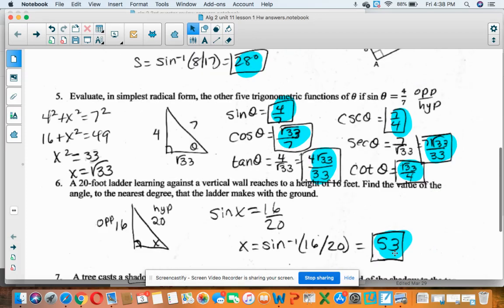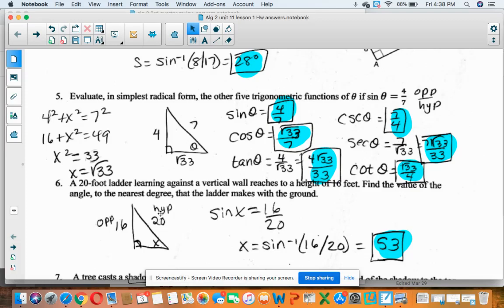Number 6 is a trig problem like what we did last year. You have to draw your own picture. I have a 20-foot ladder leaning against a wall. So the ladder is going to be your hypotenuse. It's leaning. It reaches to a height of 16 feet. So the wall right here is 16 feet. And I want to find this angle to the nearest degree the ladder makes with the ground.